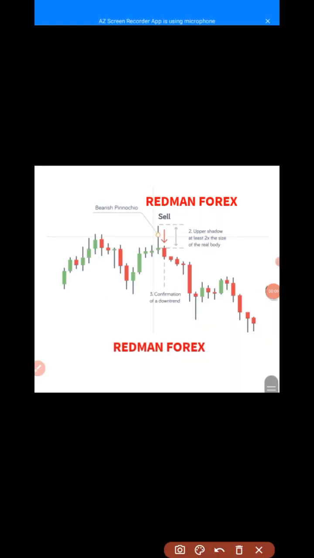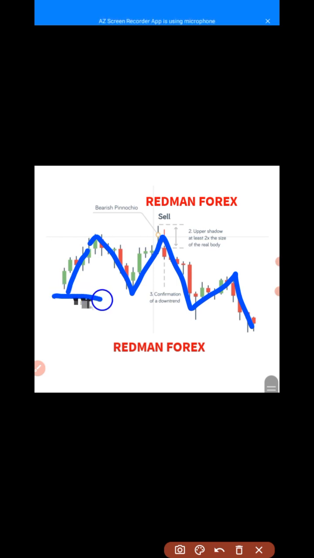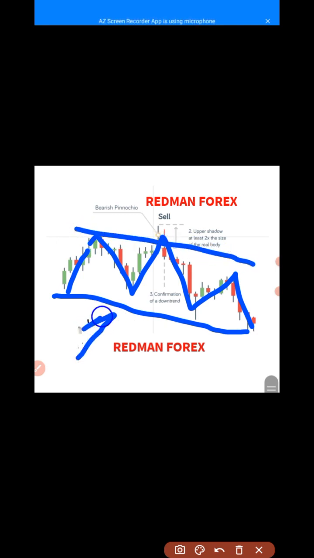Now look at this market. The market is moving high, then low, high, low, high, low. What will you think about this market? Are you gonna say the market is bullish, or are you gonna say the market is bearish? But to judge that, you have to connect your trend line. Now let me connect my trend line, because this is my support, and this is my resistance.